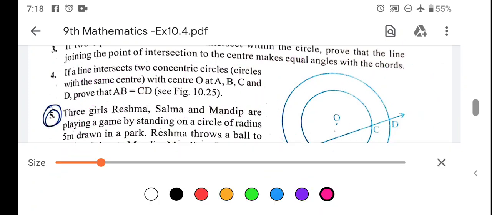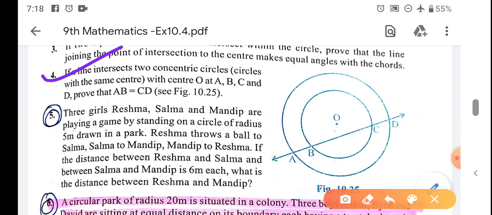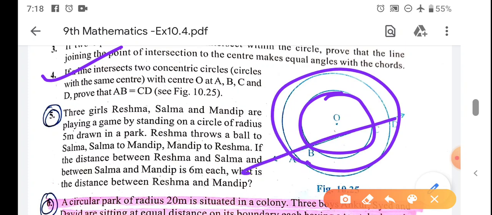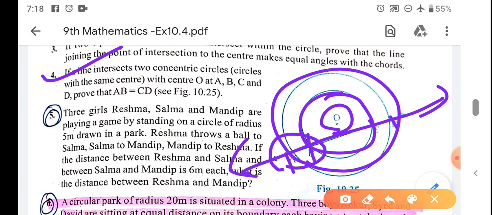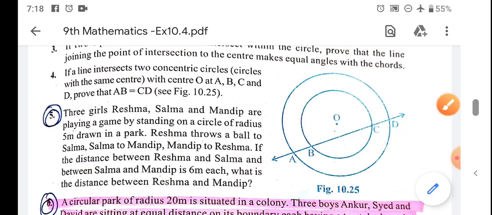So what is the question? If a line intersects two concentric circles, these are the two concentric circles, and a line is intersecting them. O is the center common to both, and the line intersects at A, B, C and D. What you have to prove is that AB is equal to CD. As you have studied in this exercise, the perpendicular drawn from the center to a chord bisects it.